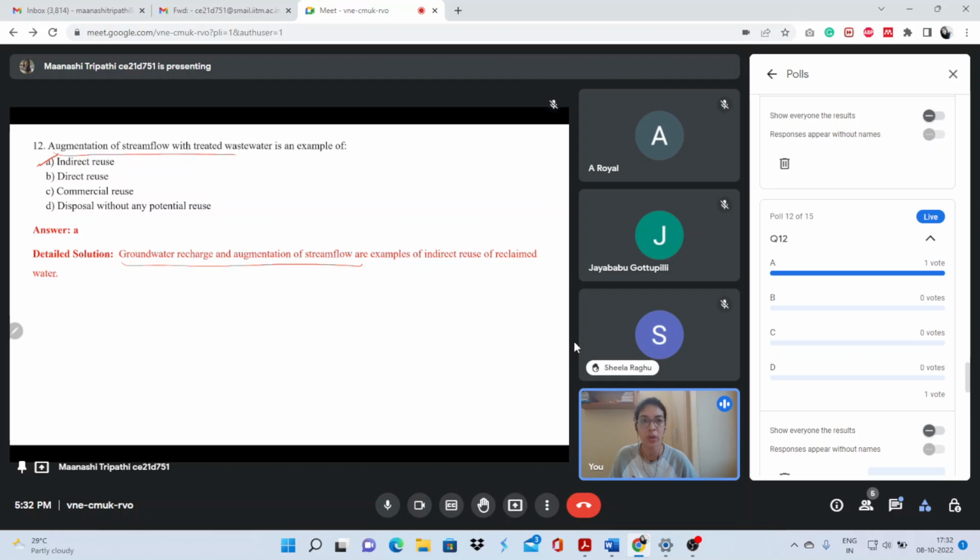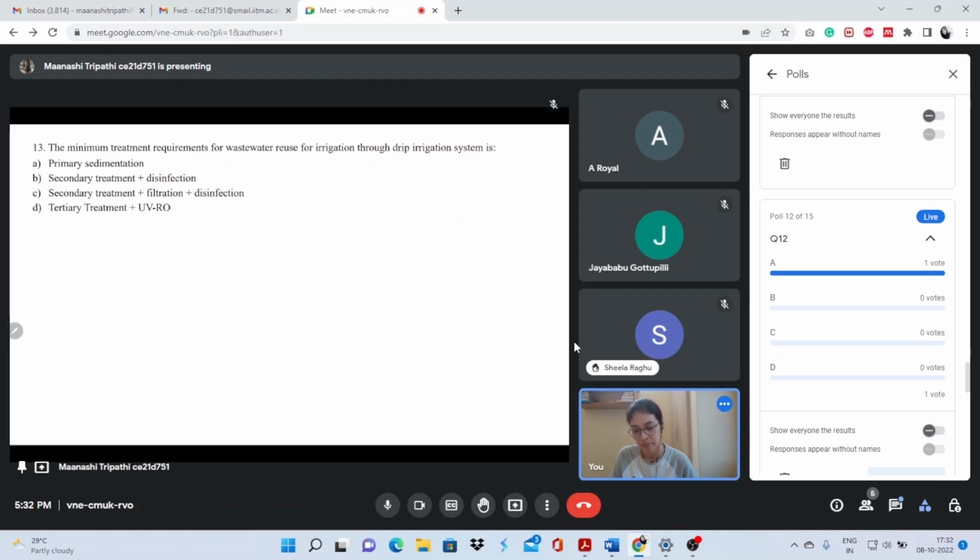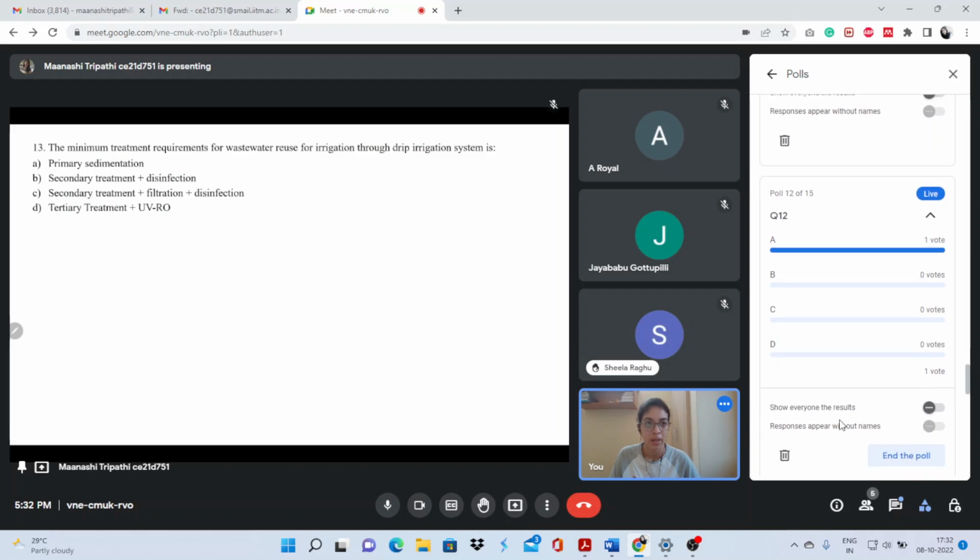We are reusing the wastewater, but when it is blended with our original water source. Coming to the next question.